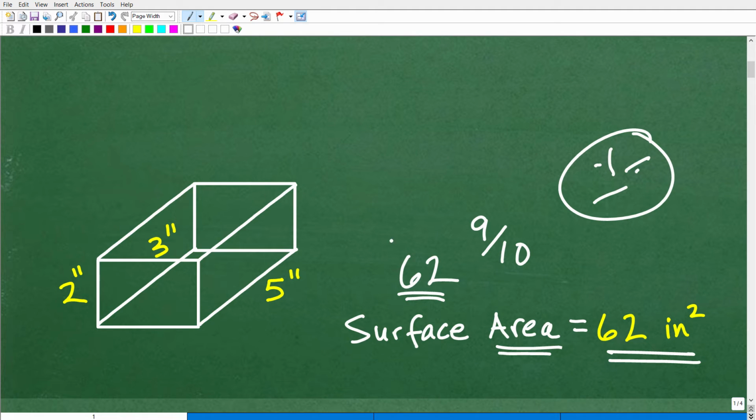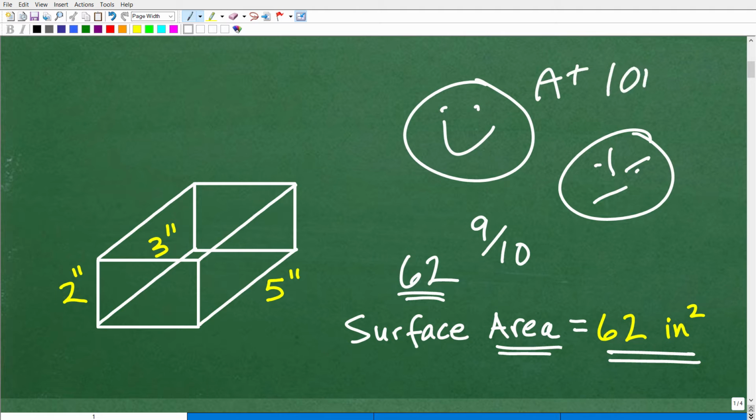So most math teachers and science teachers will dock you some points if you don't put those units of measure in. But anyways, if you got 62 inches squared, let me go ahead and give you our nice little happy face, an A plus and a 100%. Nice job. Okay. So, I'm not trying to be nitpicky here, but I am trying to tell you the details that you need to be paying attention to in mathematics.